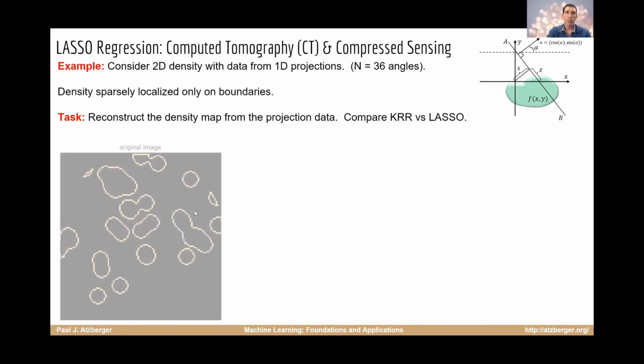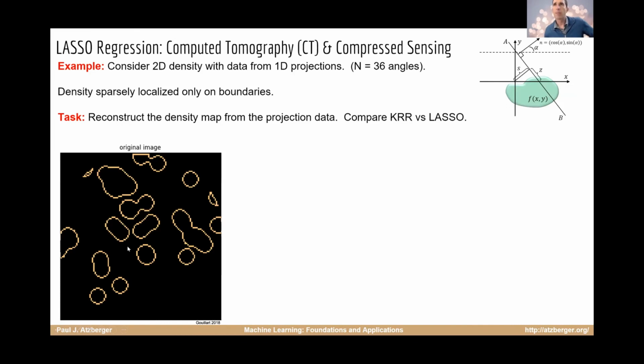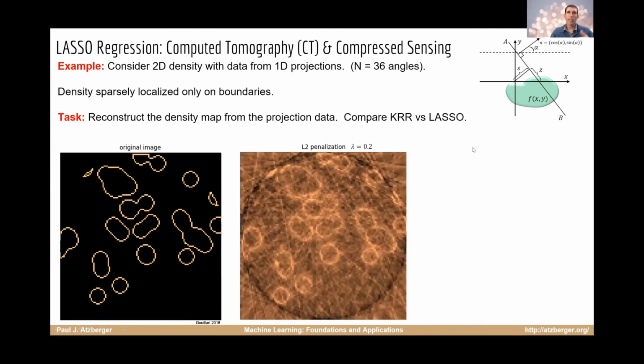So here's the original density map that I'm going to start off with. That's quite sparse, as you can see, right? I just have these little blobs here, and we're doing this all in 2D. So we can use the 2D Radon transform that's illustrated up here in the upper right corner. So let me do the kernel ridge regression reconstruction of this. In other words, I'm going to solve that least squares problem with the Radon transform plus an L2 penalty. So I do that, and this is what I get, right?